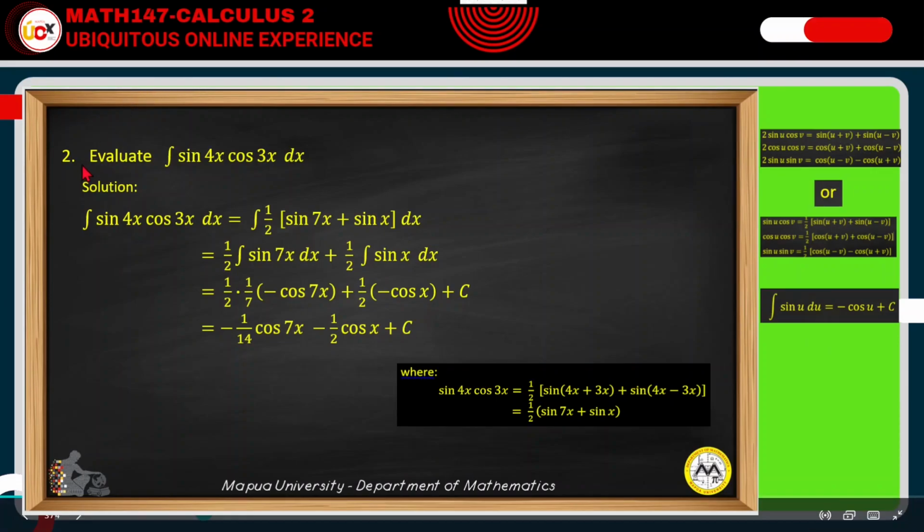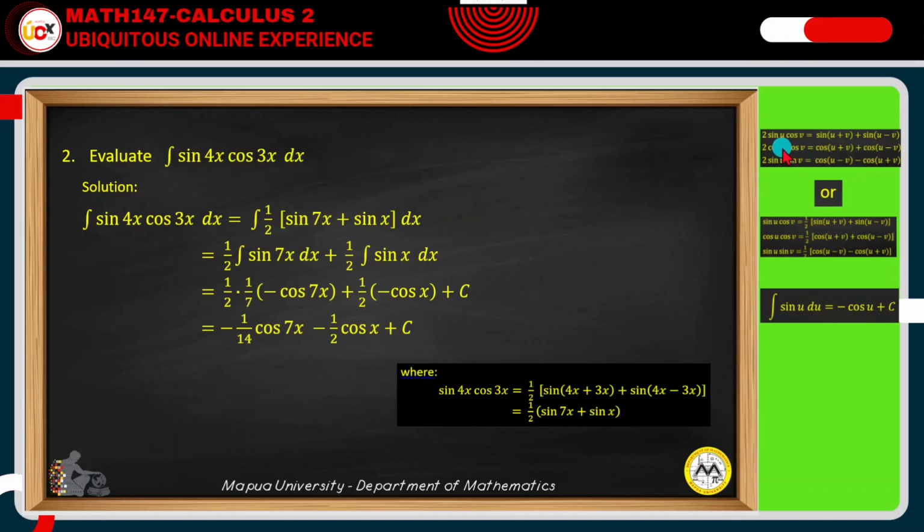So let's have another example. Number 2, we are asked to evaluate the integral of sine 4x cosine 3x dx. As you can see, because the integrand is a product of sine and cosine, we make use of formula number 1, that 2 sine u cosine b equals sine of u plus b plus sine of u minus b.